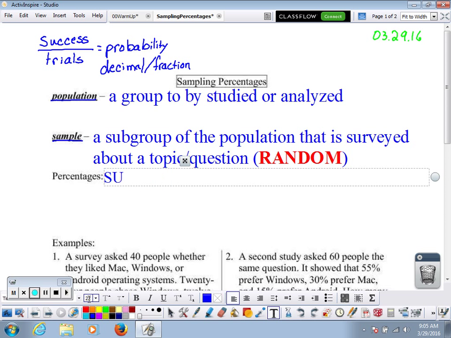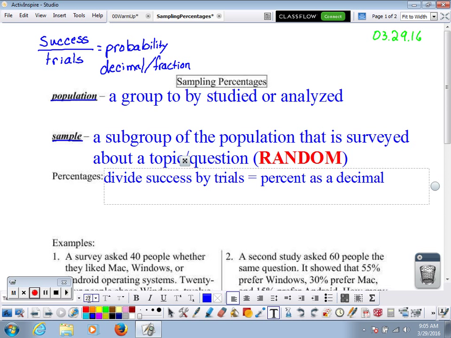Good, we divided success by trials. The number of free throws that Riley made divided by the number of shots that he took. The number of students that scored 100% on the quiz divided by the number of people who took the quiz. And that gives us the percent in decimal form. Well, how do I go from percent to decimal? Or how do I go from decimal to percent? Very good. Decimal times 100 equals percent.